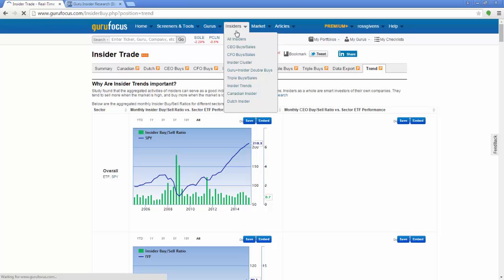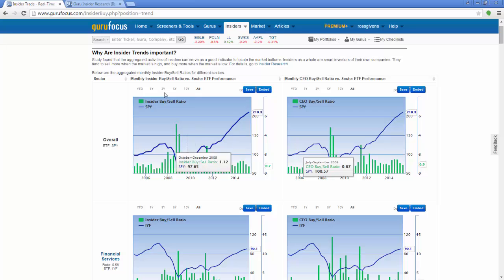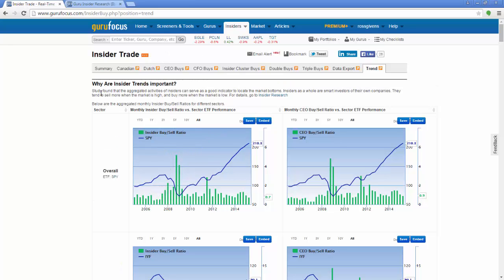We covered this. I thought it was only in the drop down, but it is right over here, far to the right side of this horizontal bar across the top, and it does show each of these sectors on a monthly basis, buy to sell ratio, which we covered earlier.